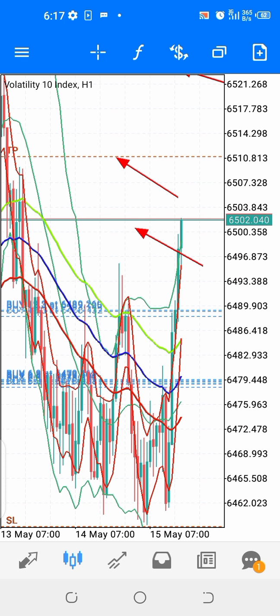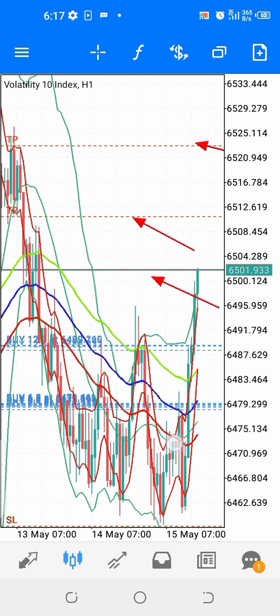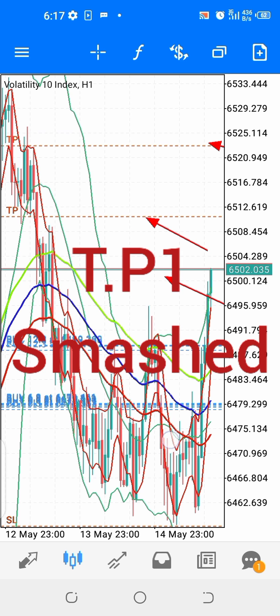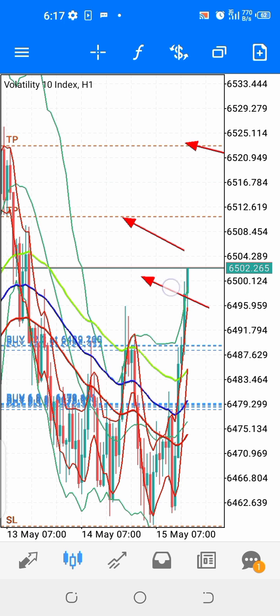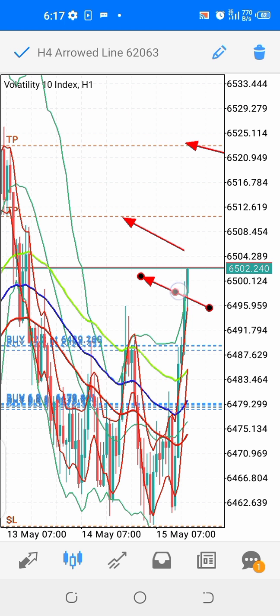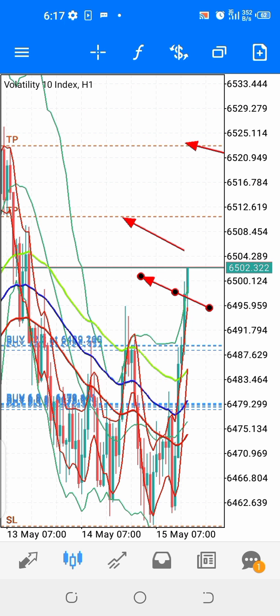All right, like you can see, TP1 has been hit. TP1 achieved. TP1 was around this position. It's been achieved now, and price is now headed to TP2. Hopefully that will also be achieved, TP2 will be smashed too, and then we'll head to TP3 accordingly. So fingers crossed. Let's see what becomes of this trade.